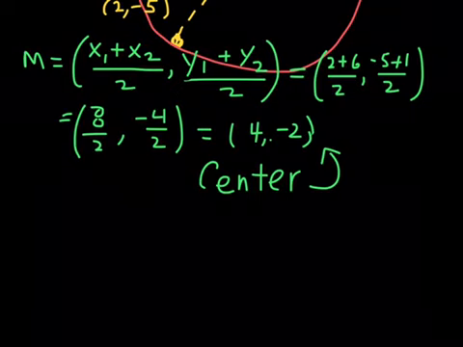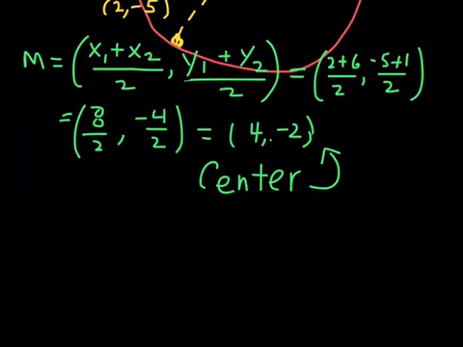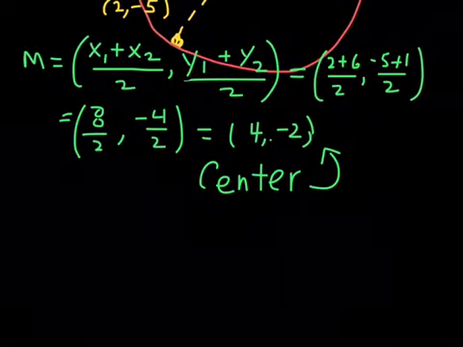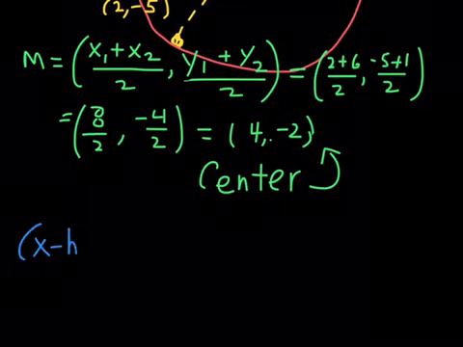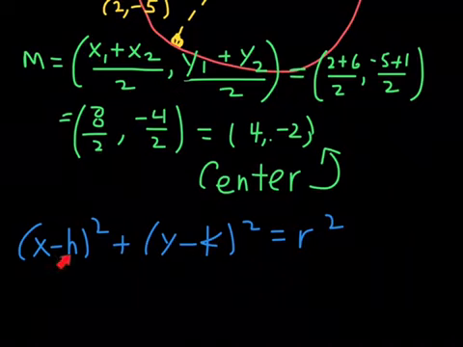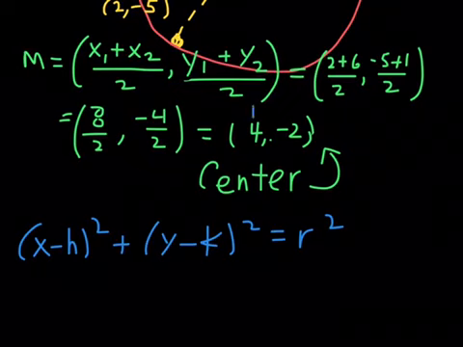Do you remember the other thing we needed? We needed the radius. But look at this. I think we have enough to go to the standard form for the equation of a circle and plug in what we found. We know now what H and K are. This is H and this is K, the center of your circle.